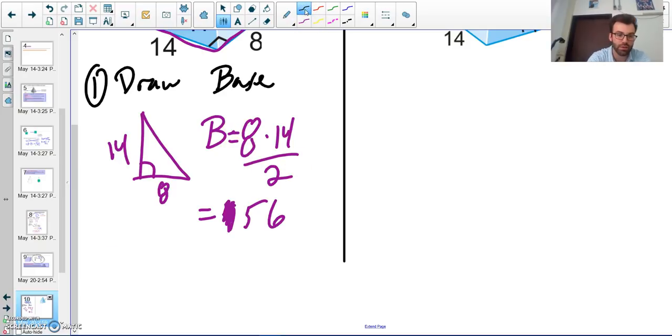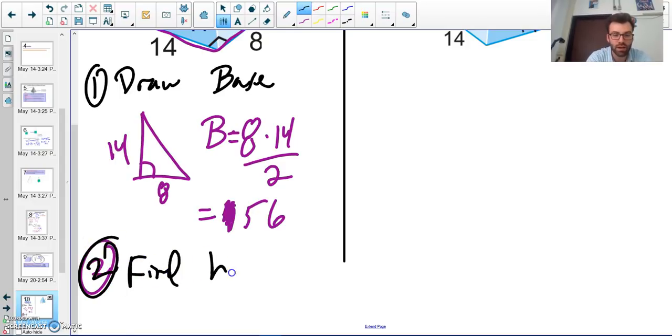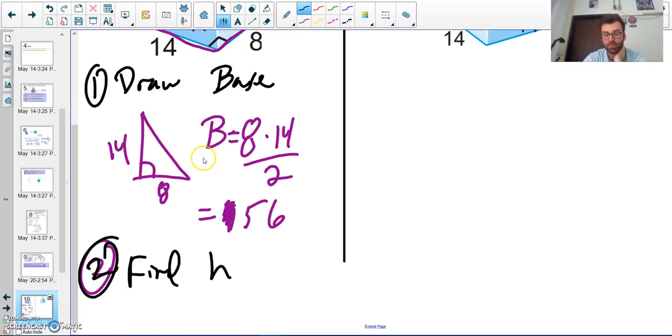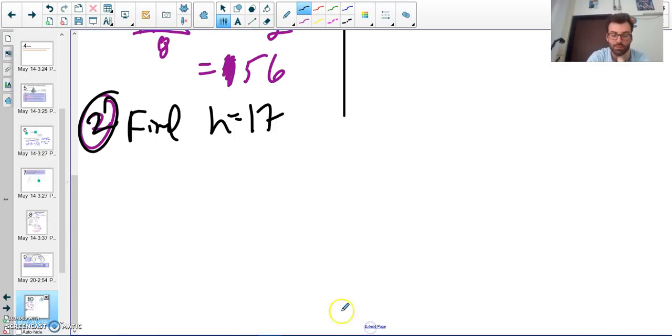The next thing I want to do is find H. Well, if you look at this here, the height of the actual shape is given to us. The height is perpendicular to the base. I'll say that again. The height of the actual shape must start at this vertex point up top and be perpendicular to my base. So the height is given to us. It's just 17. So that step was easy.